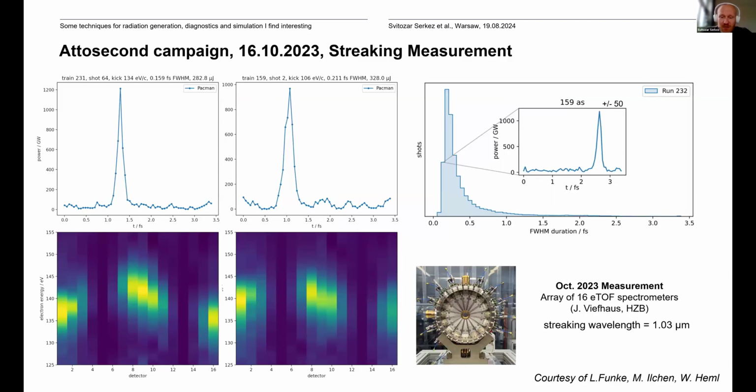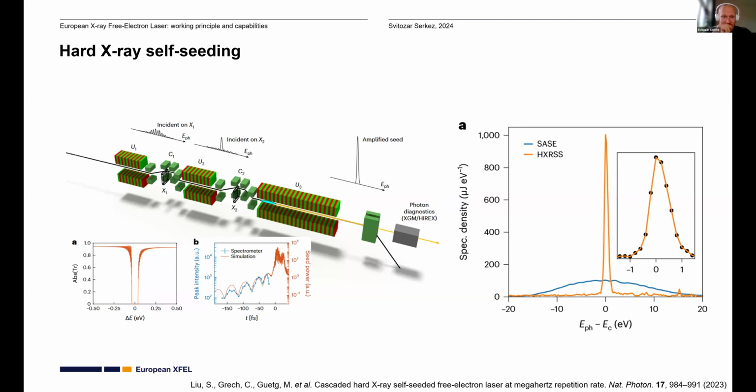On top of that, there was a much easier method. Vitaly also mentioned angular streaking. We had this measurement and ended up with pulse durations of 160 attoseconds or so, down to. This is the lower value, of course, quite optimistic. And peak powers of about 1 terawatt, which is quite nice.